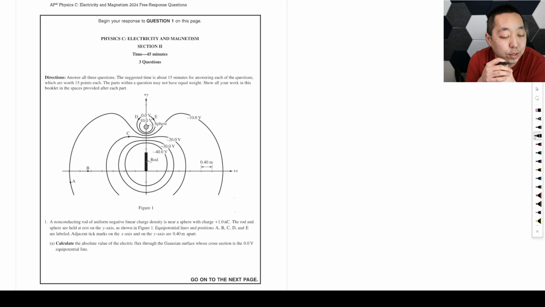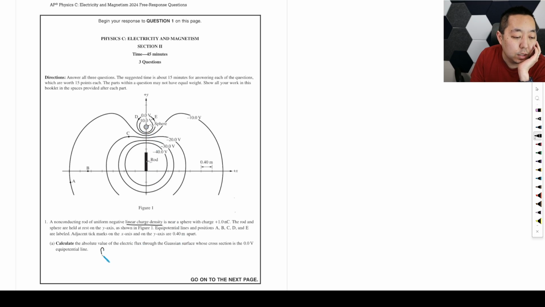Non-conductive rod of uniform negative linear charge density is near. So there's a negative charge. Okay, I've got to be careful because the previous one says something a little different. With a positive charge here, the rod held at rest, equipotential lines, adjacent marks. Okay, calculate the absolute value of the electric flux through this surface here.